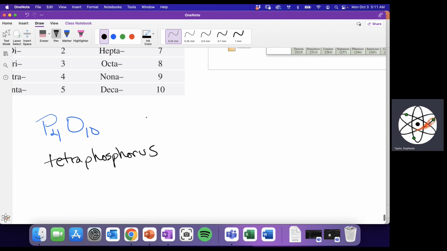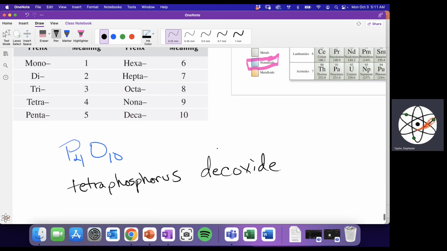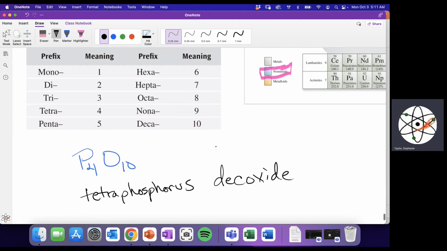So this is tetraphosphorus. This is going to be decoxide. So we oftentimes drop one of the vowels in dealing with oxygen because otherwise things get weird quickly. But there's my compound to deal with all of my prefixes 4 and 10.